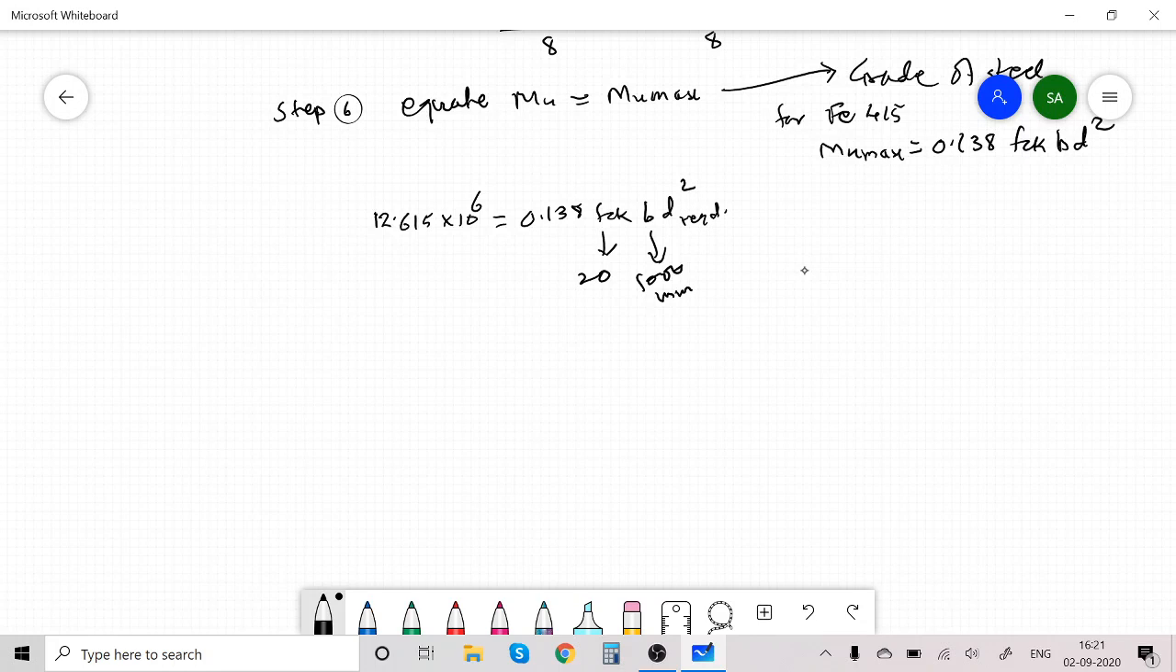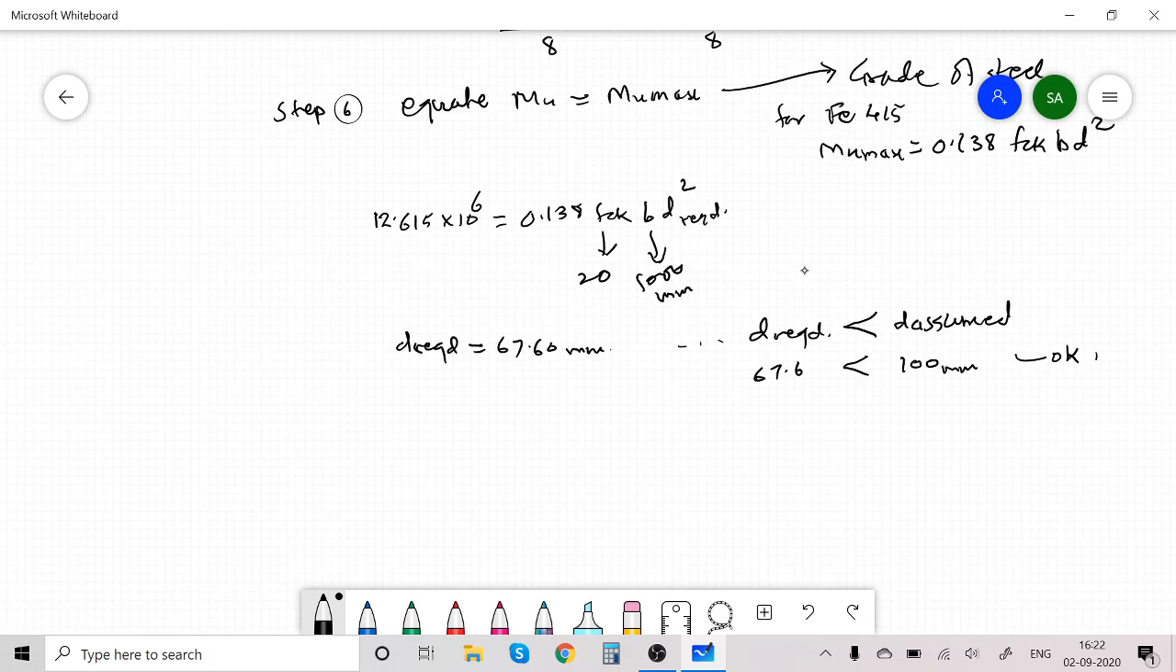So simplifying this, find D required is equal to 67.60 mm. This D required is to resist the given bending moment, that is 12.615 kilonewton meter. This D required is less than D assumed. D required is 67.6 mm, which is less than D assumed is 100 mm. So it is safe.